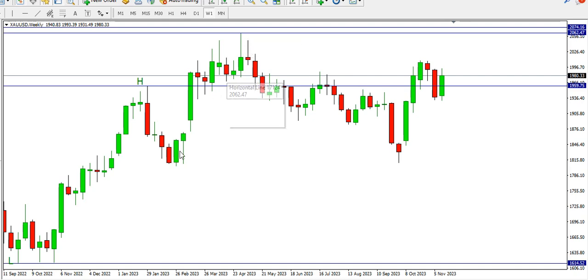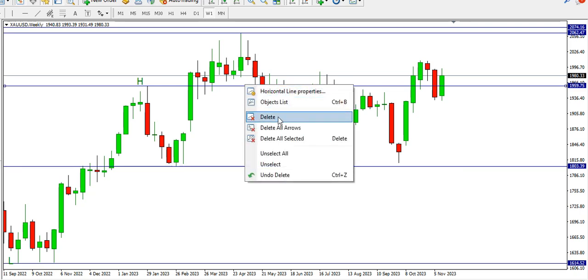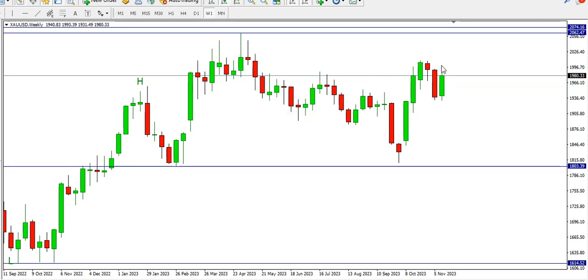Now we have a structural low here that is yet to be broken. Price almost got to this structural low, got to it, but it didn't break it. But rather price is actually ranging between this structural high, which is the 2062, and structural low, which is the 1803. So we expect price to break either of the two in due course. But let's look at what happened within.